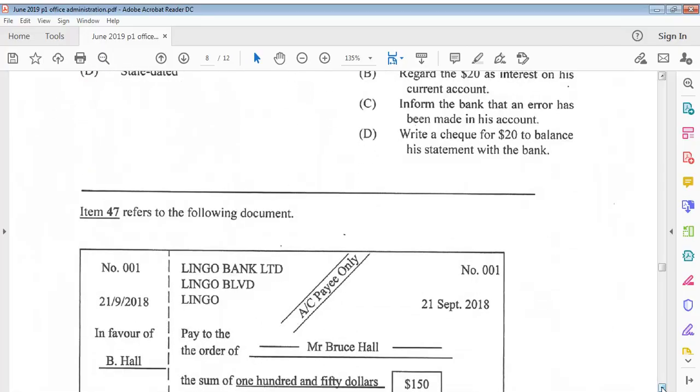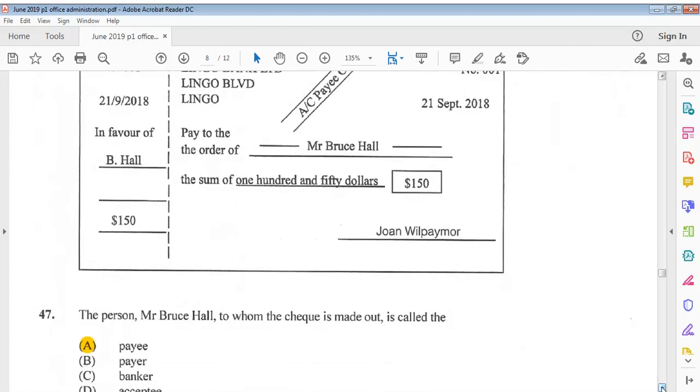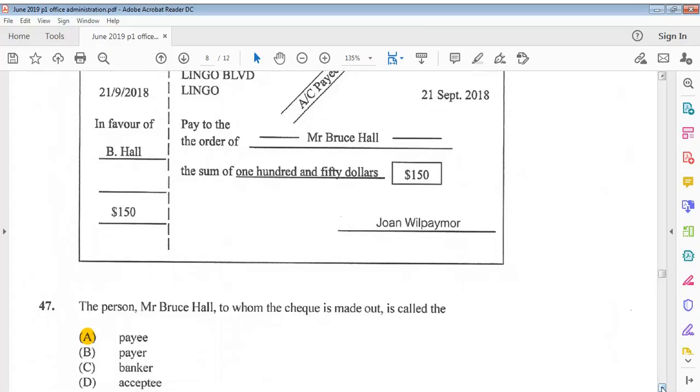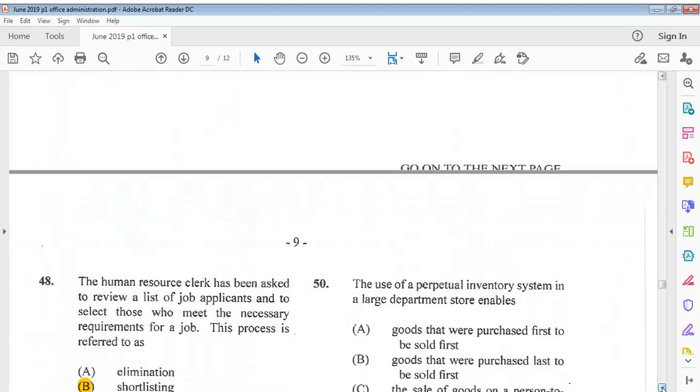So let's go on to question number 47. Here we have a check. The person, Mr. Bruce All, to whom the check is made out, is called the A, payee, B, payer, C, banker, or D, acceptee. So Mr. Bruce All, it is made out to the payee. So it's the payee.